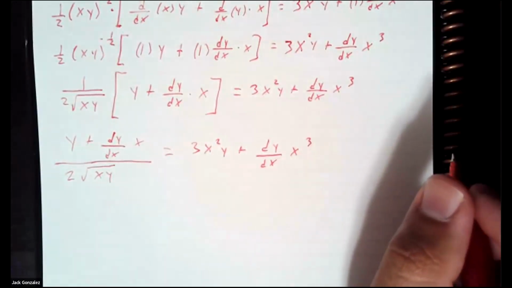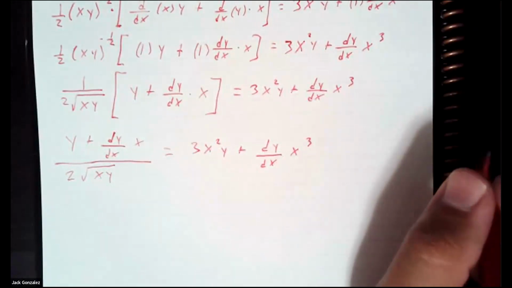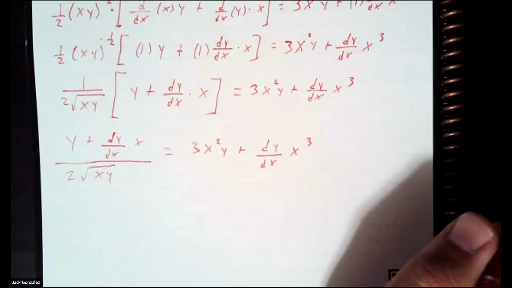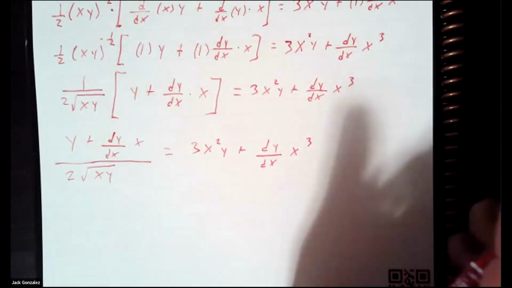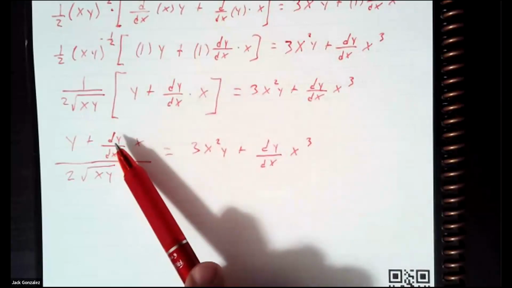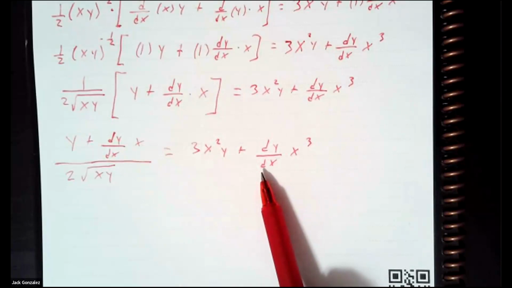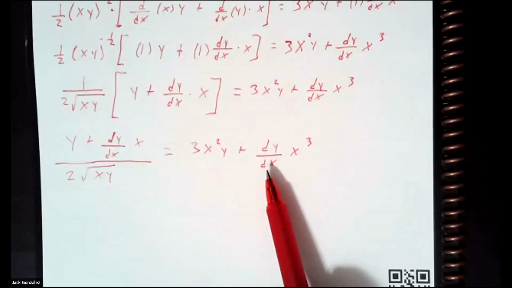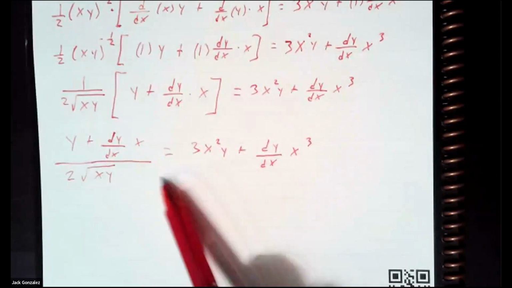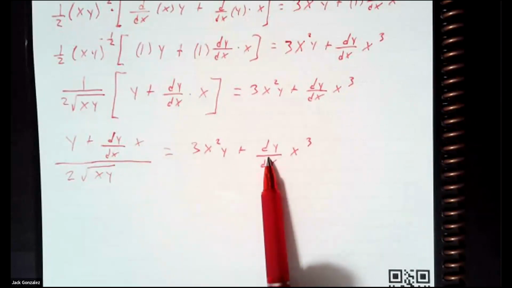Okay. This algebra is getting a little nasty because we still have to solve for dy/dx, right? The derivative is done. It was done a while ago. But now notice we got the dy/dx stuck up top and we have it over here. So that kind of sucks. So how would you simplify this to make it easier to isolate this guy?